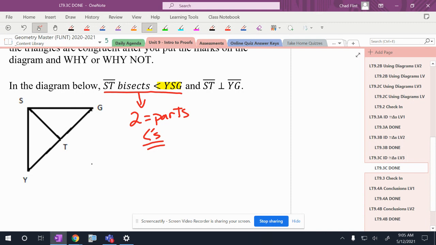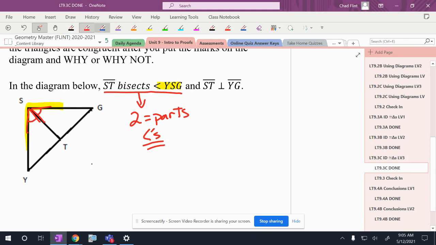So I'm going to kind of highlight some things here. I'm not going to get crazy with the marks. So there's my angle that's getting cut in half. That means it's going to make two equal parts, which are going to be that angle and that angle right there. So those angles are equal to each other.